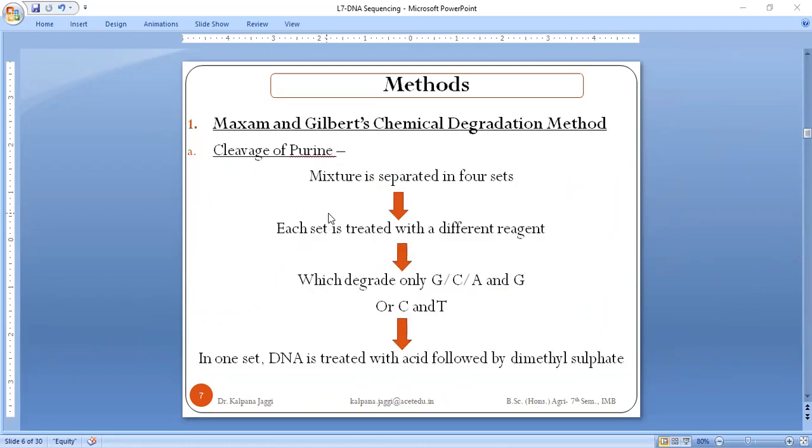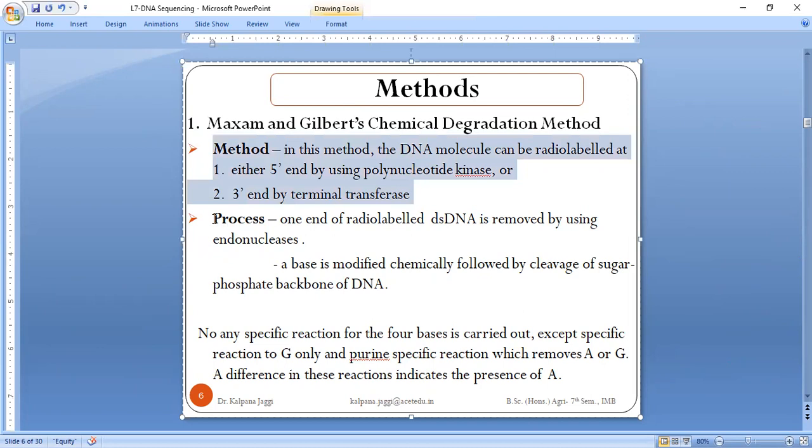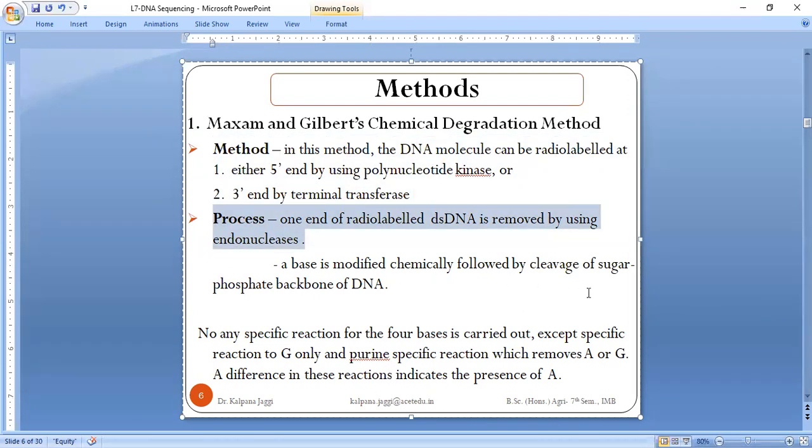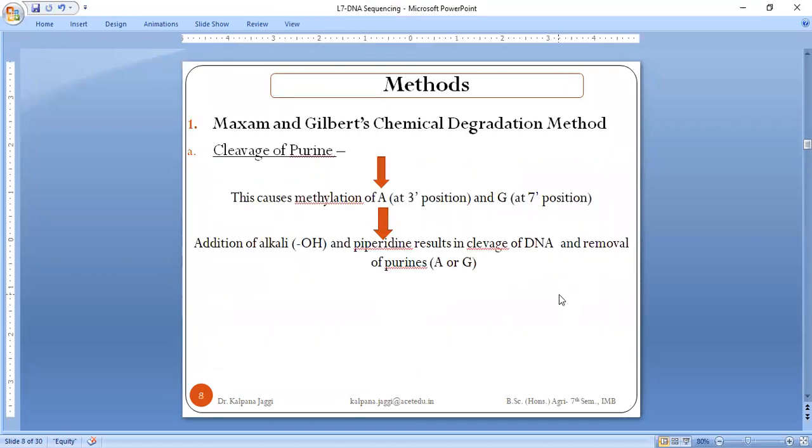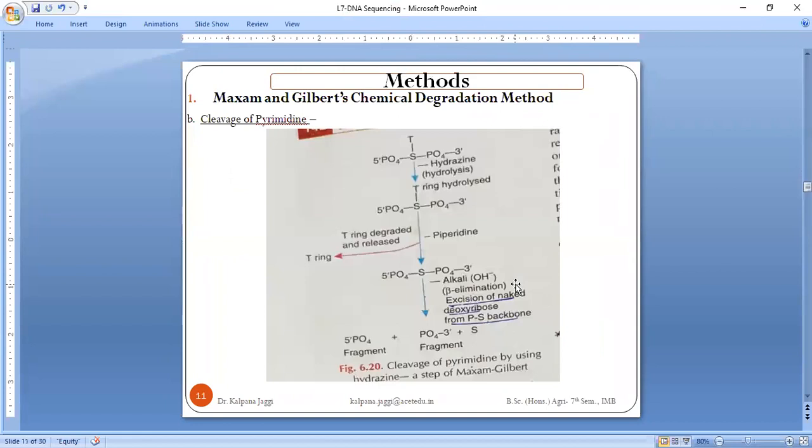See, so this is clear to you all, like one end of the radiolabeled double stranded DNA is removed. This is clear to all. This is also clear to you. Then I didn't discuss these points. I directly came to the procedure.